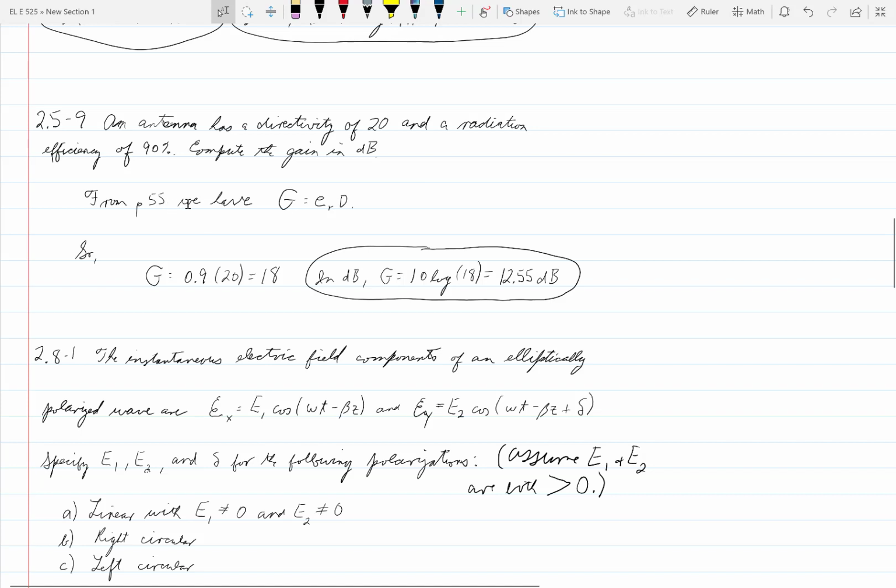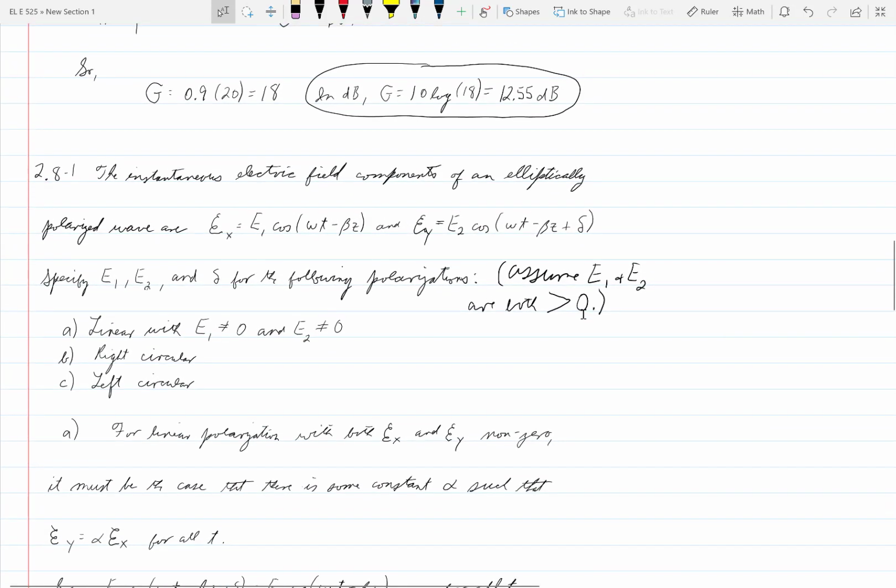From page 55, we have the formula that the gain is equal to the radiation efficiency times D. Since the radiation efficiency is 90% and D is 20, the gain is 18. We want to compute the gain in dB, so we just take 10 log of 18 and we get 12.55 dB. So that's a very simple problem.